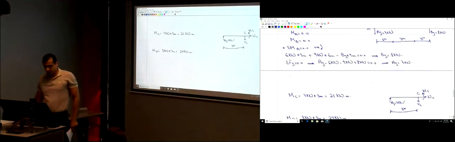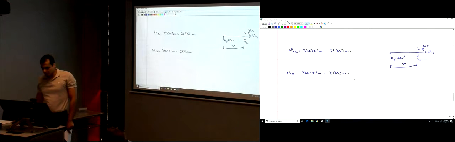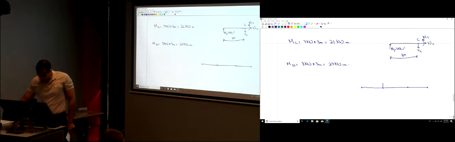So this is MC and MD. So now we can draw the bending moment diagram. We're just trying to do the first step. We have MA equal to 0, MB equal to 0, MC equal to 21. So here, I'm just going to plot 21 kilonewton meters. And then MD is 24. So I'm just going to plot here 24 kilonewton meters.